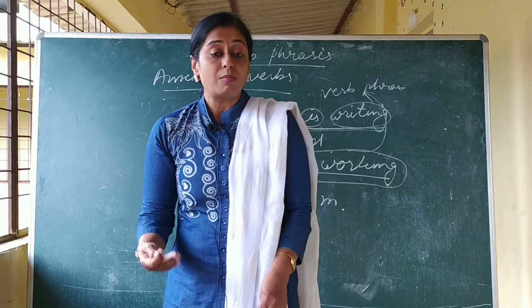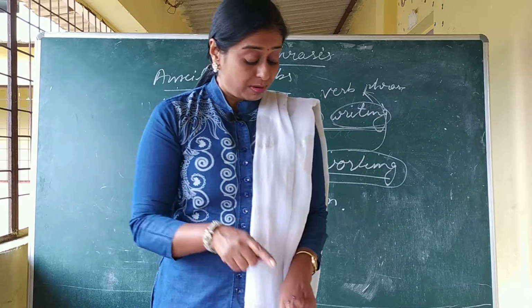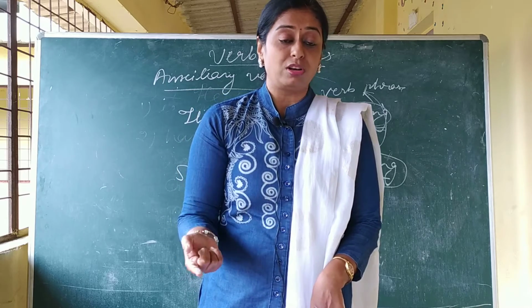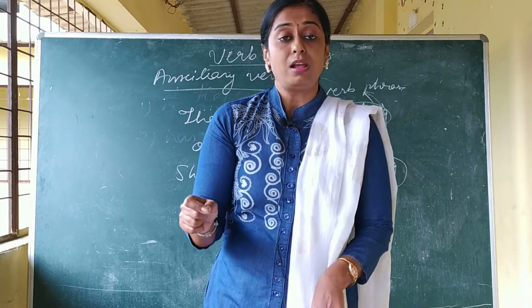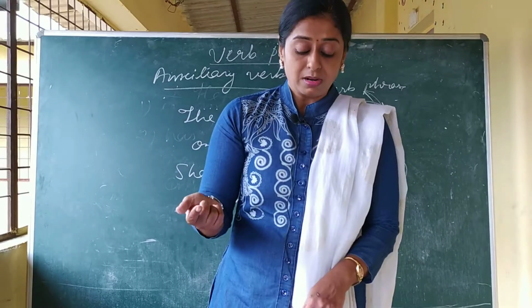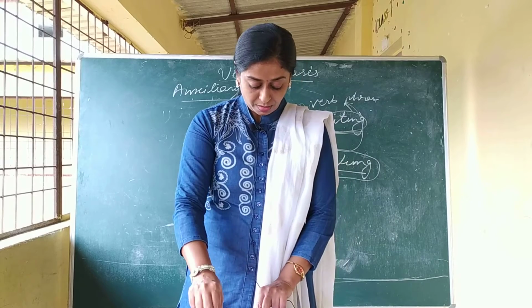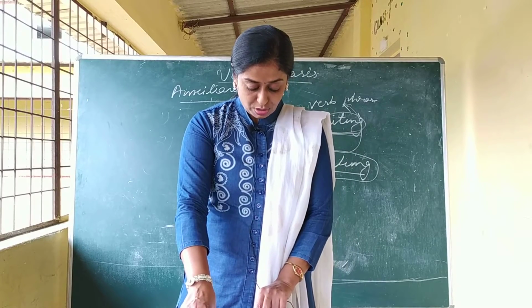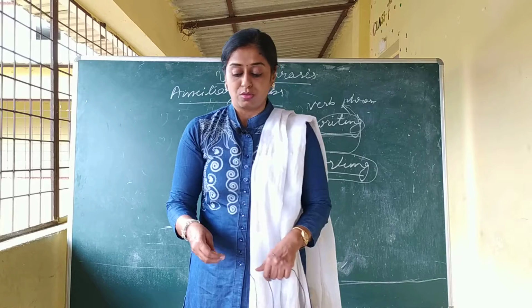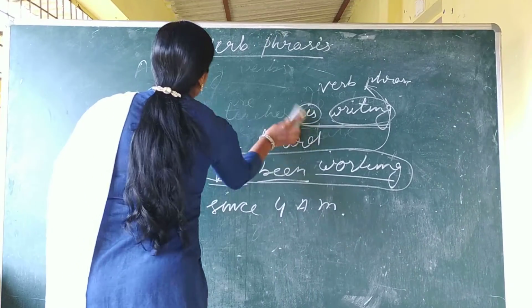You must call your mom at once. So which are the helping verbs here, and which is the verb phrase here? You must call your mom. So must and call. Must is the auxiliary verb and call is the main verb. So together they become a verb phrase. Okay, a few examples I shall give you. Or shall we do the next one, prepositional phrases also? Okay, so verb phrase is clear. We shall do the prepositional phrases.